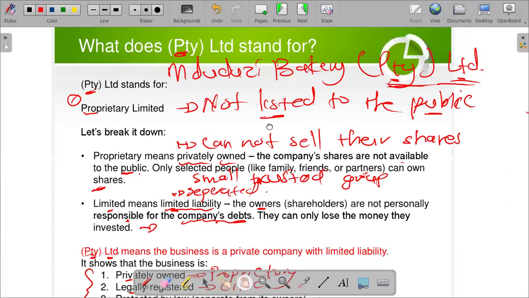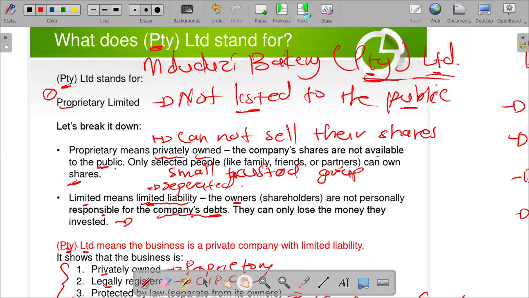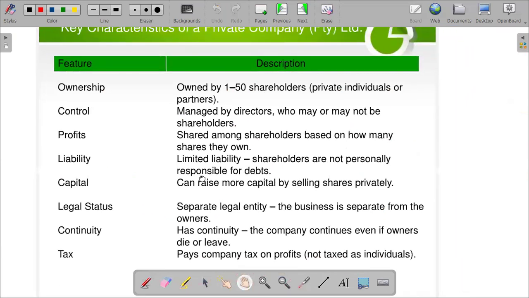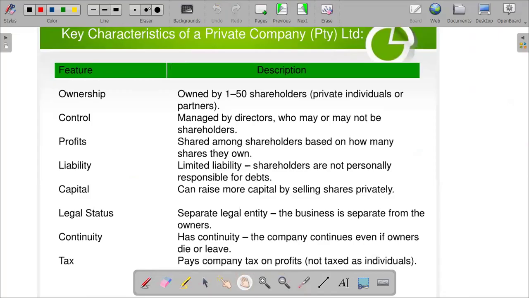All right. Okay, so as we move along, this will be the key characteristics slide. Let's move on quickly because we already discussed the definition. So here we'll just go on quickly. Okay, the ownership, it's owned by 1 to 50 shareholders, private individuals or partners. Remember, a small group of people. Control is managed by directors. Remember, they're chosen by the shareholders, who may or may not be directors themselves. The shareholders can decide to be a director or not, but it's managed by directors who are chosen by the shareholders.